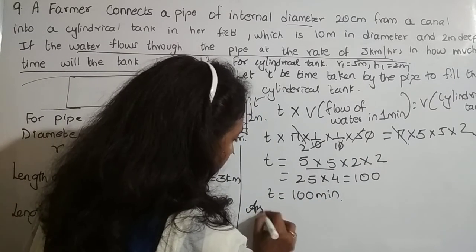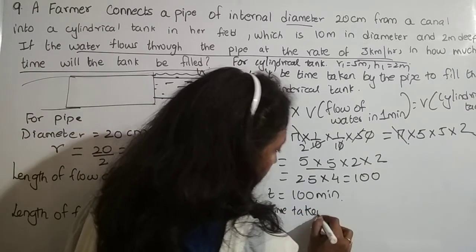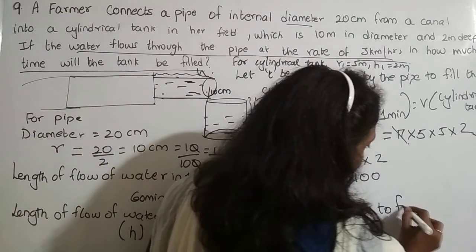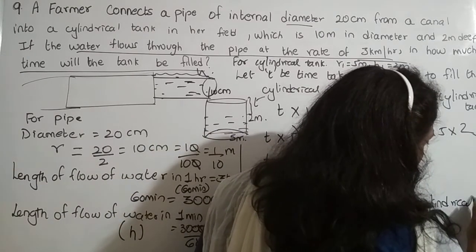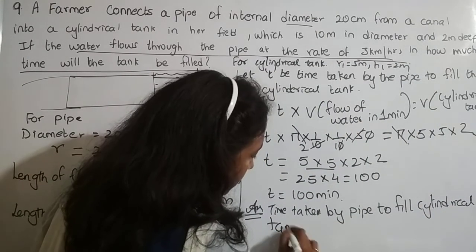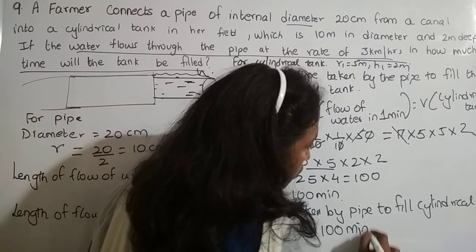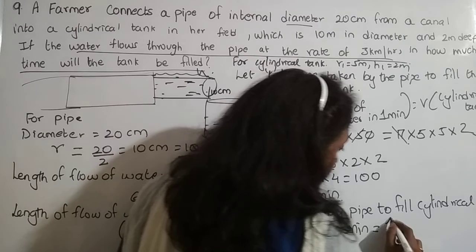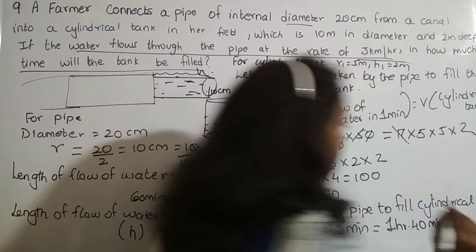So here you can write final. Therefore, the time taken by the pipe to fill the cylindrical tank is 100 minutes. This can also be written in the form of hours. So we know 1 hour is 60 minutes, so 60 plus 40, here we get 1 hour 40 minutes. Not necessary, but you can also mention it this way.